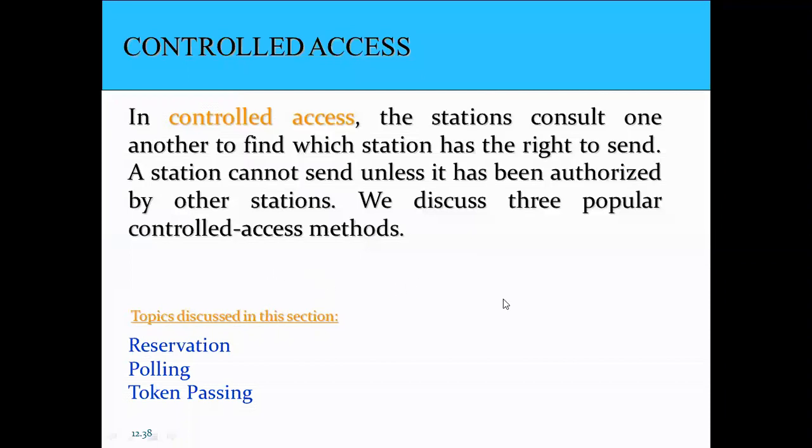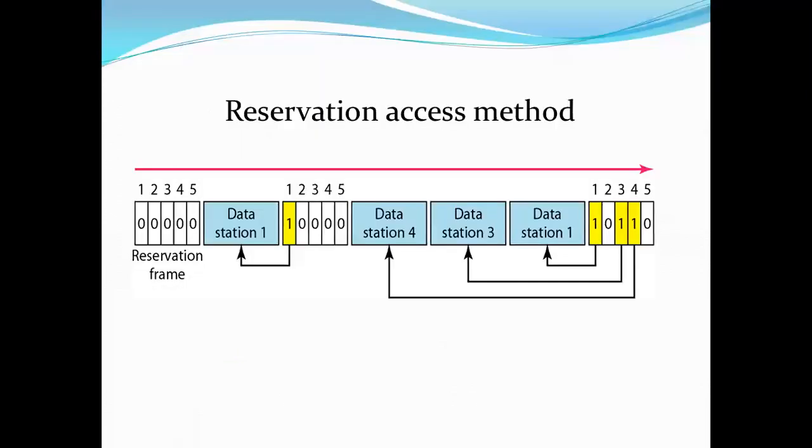In controlled access, the stations consult one another to find which station has the right to send. Every station will be assigned rights. The particular station can send or not, and that is something we call a right here. A station cannot send unless it has been authorized by other stations. In this case, there are three very important methods: one is reservation, the second is polling, and the third is token passing. We'll see what the reservation access method is all about.